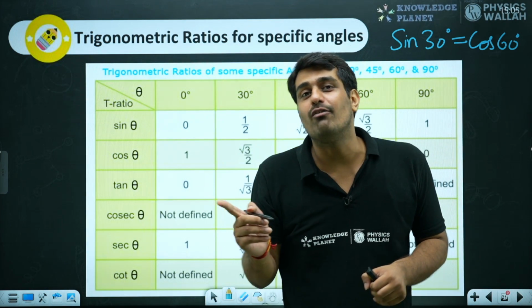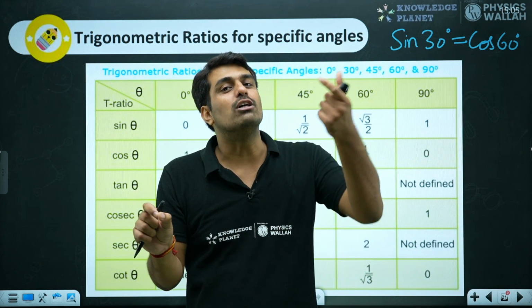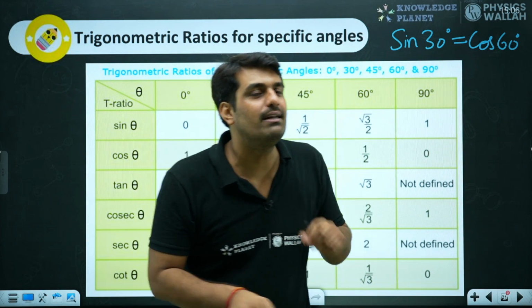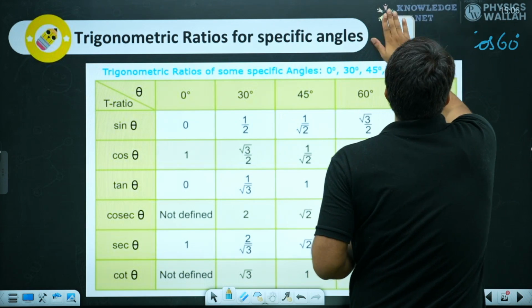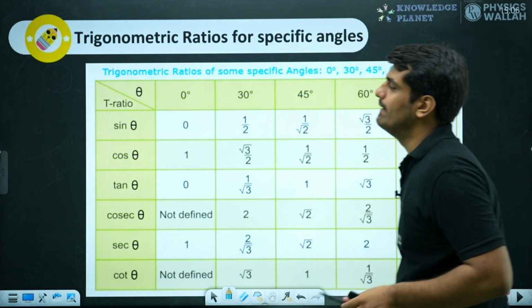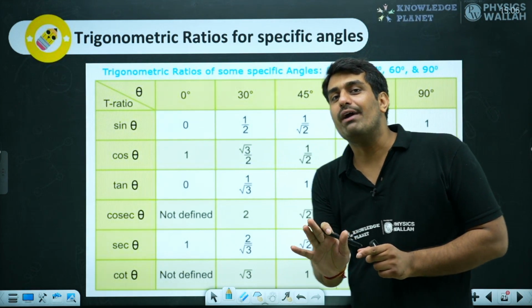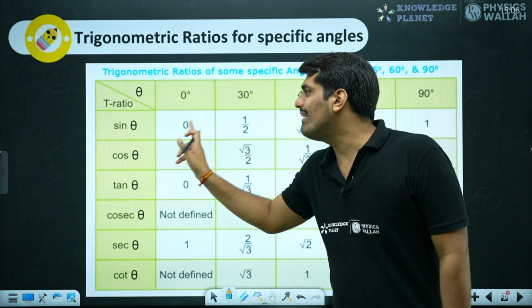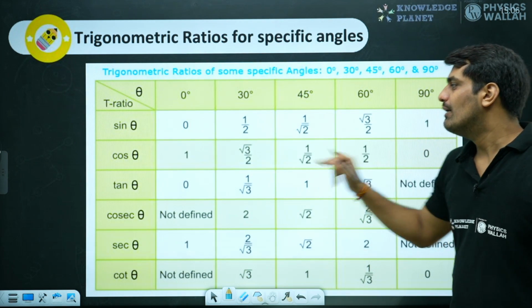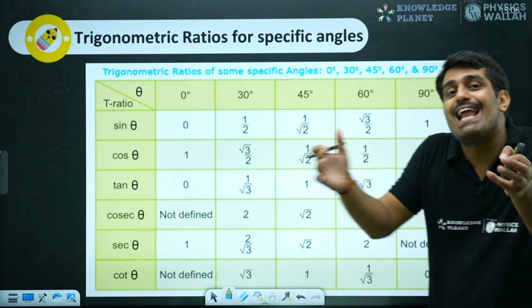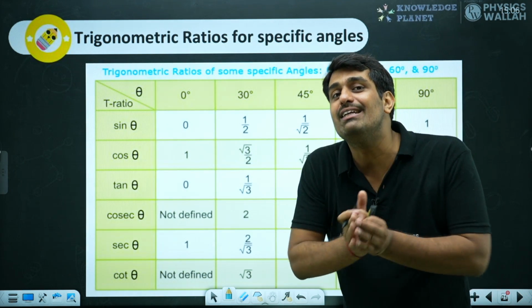I had made you solve one question. Sine of A was given, cos of C was asked. Something like that will make you realize how sine 30 degree is equal to cos of 60 degree. Another observation which you need to make over here: the values are ranging from 0 up till 1. So they are lying between 0 and 1.